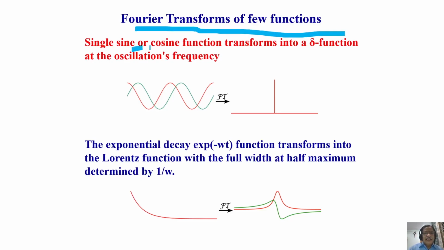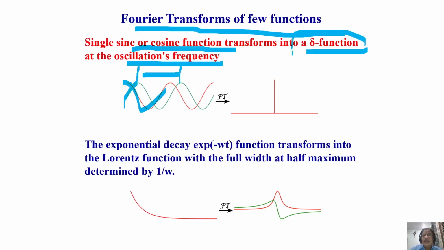Let us say I have a single sine or a cosine function. Of course, this is a cosine function and this is a sine function starting from the origin. If I do the Fourier transformation of these functions individually, you get a delta function. It appears at the oscillation frequency, which you can calculate from the separation. This is lambda, and the inverse of that is the frequency. So you can find out the oscillation frequency, and it is a delta function. I'm just giving you the information. Please remember, because we will be using Lorentzian, Gaussian, etc.